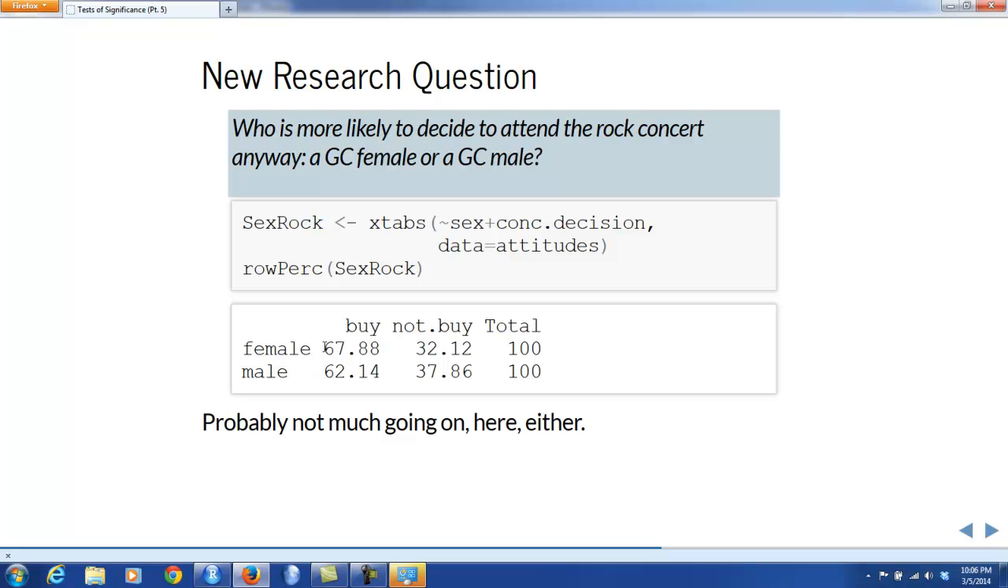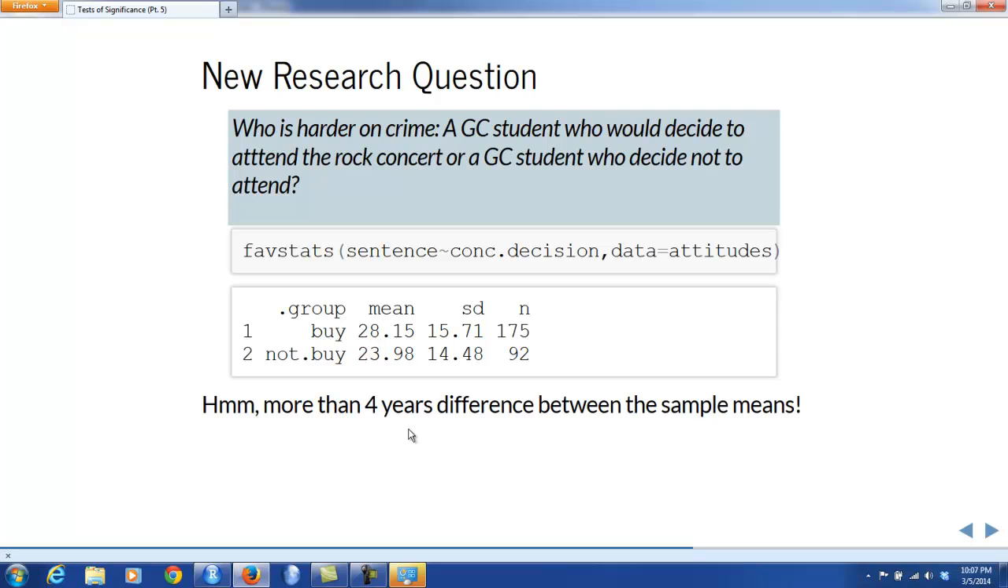And what we find is that about 67% of the females in the study would buy a ticket in their situation. And about 62% of the males in the study would buy a ticket in their situation. Now that's about a 5% difference. But there's only about 150 at most of each of these sexes involved in the study. And a 5% difference based on such a small sample size probably isn't so terribly interesting. So there's probably not much going on here either. Let's try another research question.